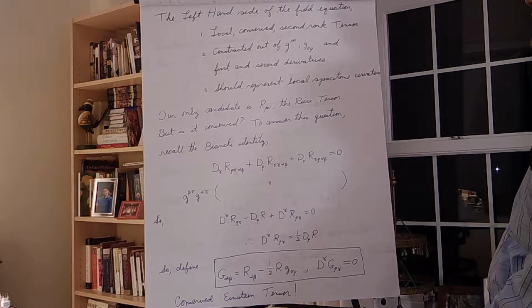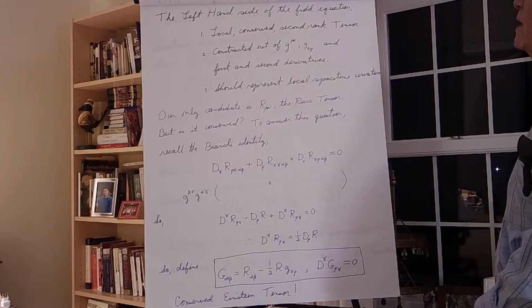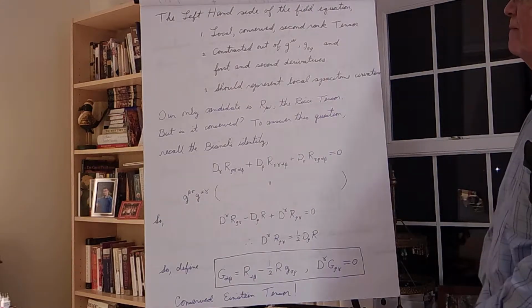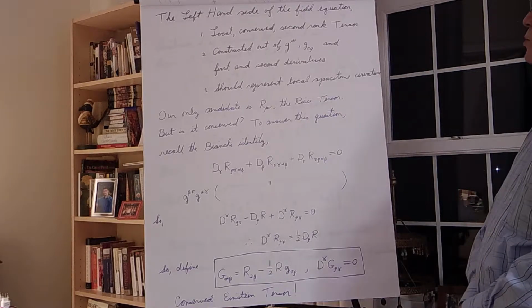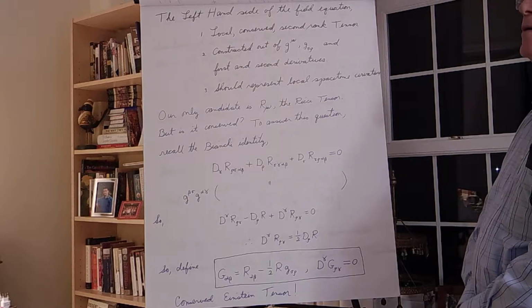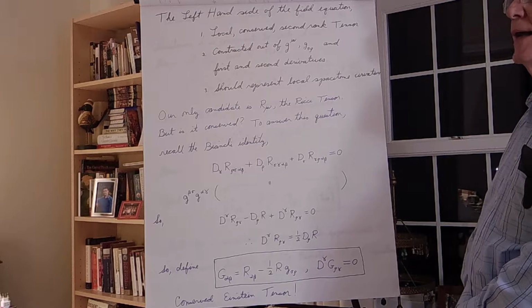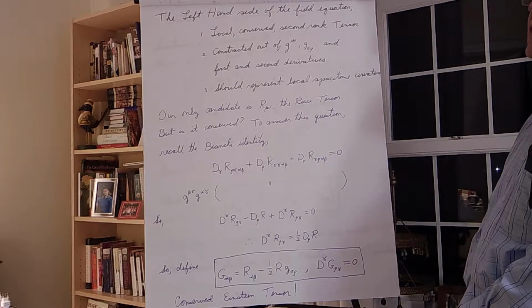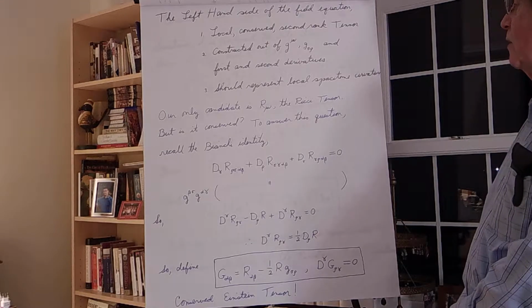What about the left-hand side? Well, the left-hand side should be a local conserved second-rank tensor. It should be constructed out of the metric and its first and second derivatives, and it should represent local space-time curvature. So I need a second-rank tensor. My energy and momentum tensor is symmetric, so this tensor on the left-hand side should be symmetric, and the Ricci tensor is the only one available.